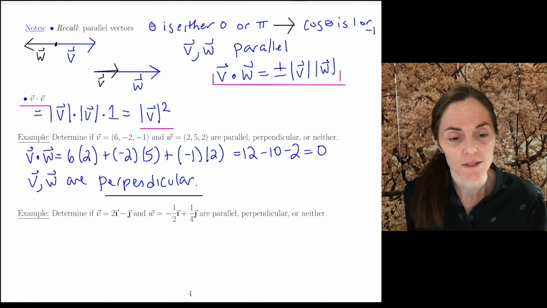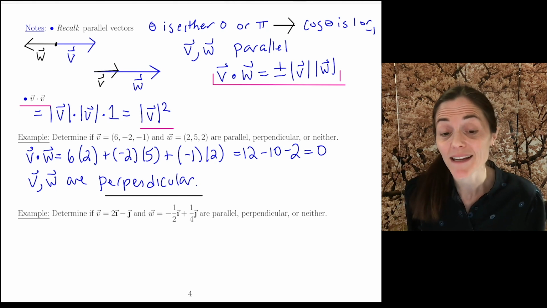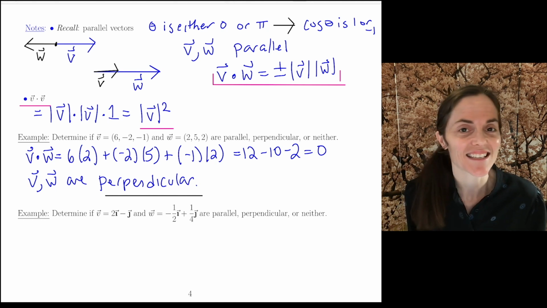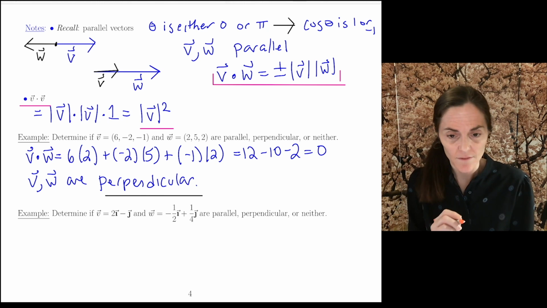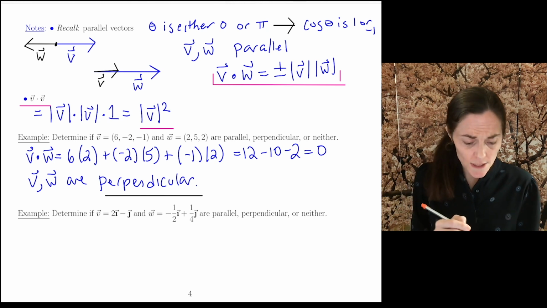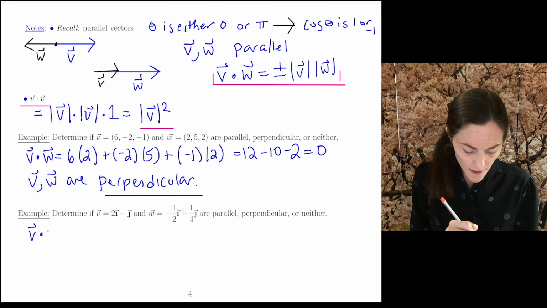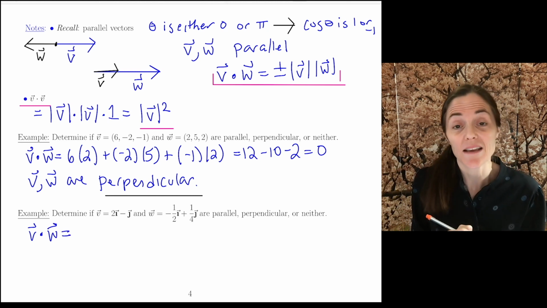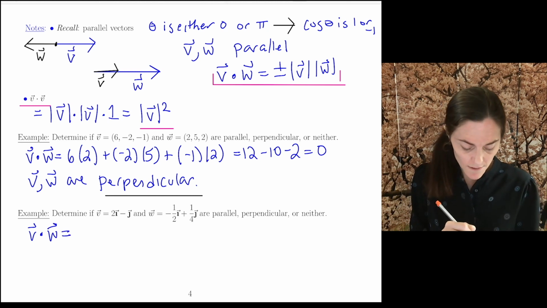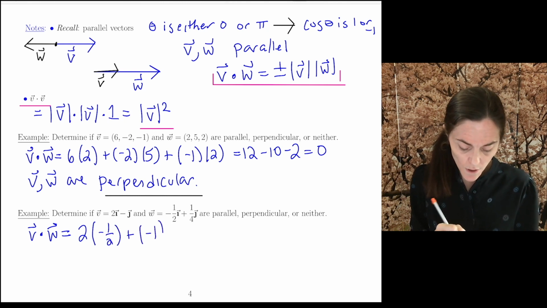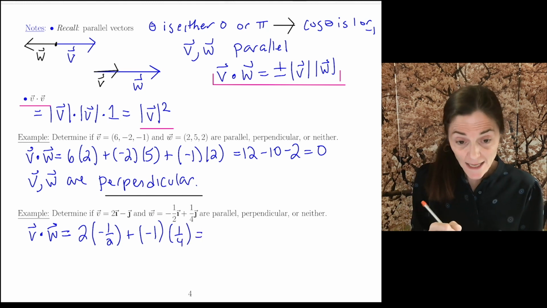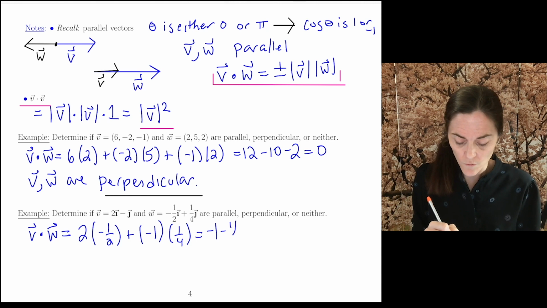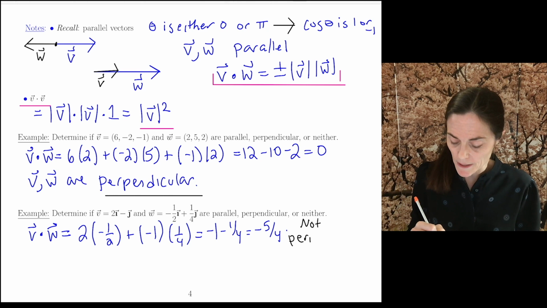Now, let's move on to the next example. These I have written as linear combinations of the coordinate vectors i and j, and this is perfectly fine. The first thing I'll do, just like in the last, let's take the dot product, V dot W, and see if it's 0. This would be 2 times minus a half plus minus 1 times a fourth. This is minus 1 minus a fourth. This is negative 5/4. This is not perpendicular.